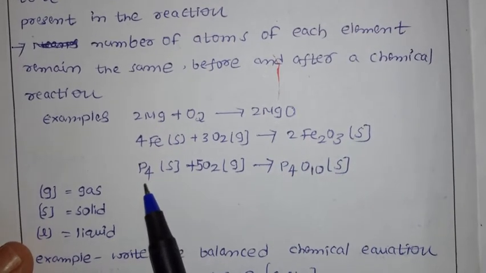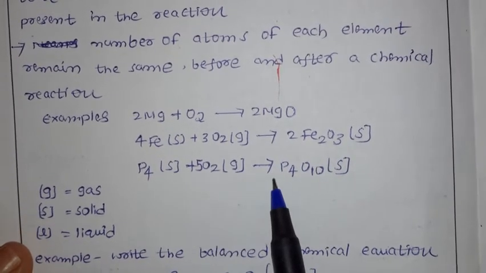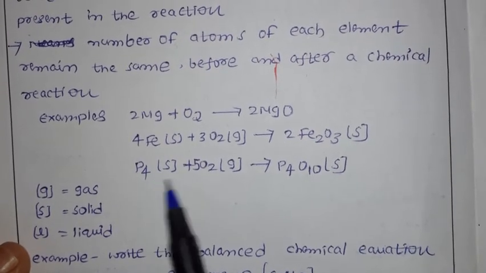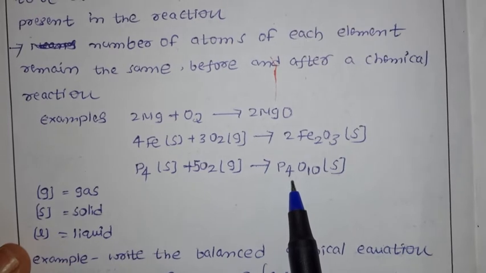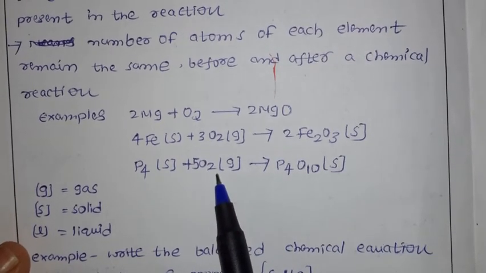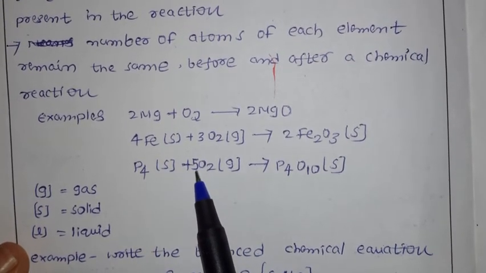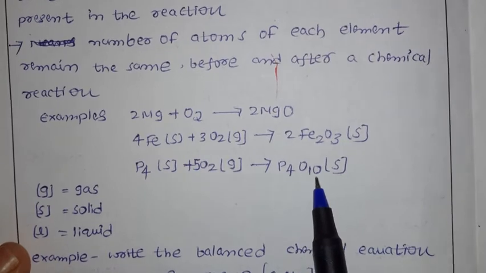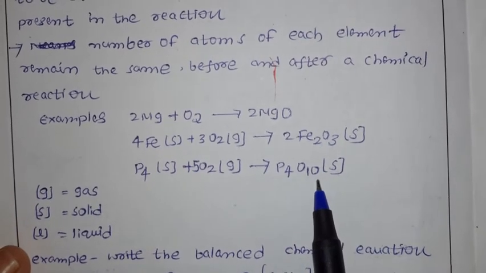Now in this case, P4 plus 5O2 gives rise to P4O10. Here, how many phosphorus atoms are there? 4. Here also we have 4 in the product side. Here, how many oxygen atoms do we have? 10, because we have the coefficient 5, and 5 into 2 is 10. So here oxygen atoms are 10. This is a balanced chemical equation.